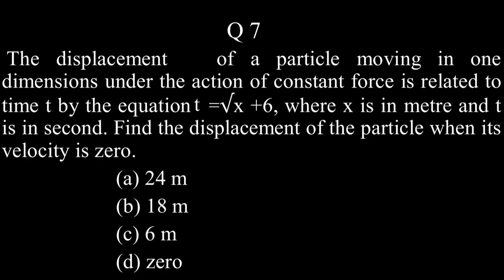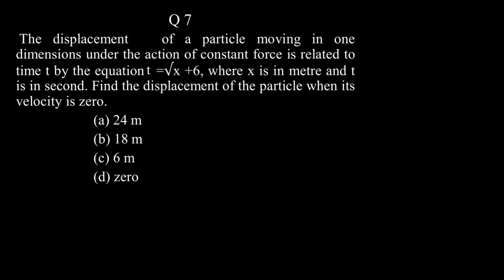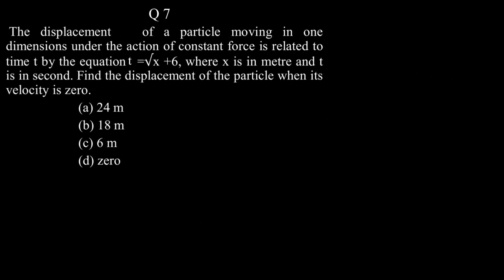Displacement of a particle moving in one dimension under the action of a constant force is related to time by the equation t is equal to root x plus 6, where x is in meter and t is in seconds. Find the displacement of the particle when the velocity is 0. Okay, so very good question. It's a bit different from the questions we've been doing so far.